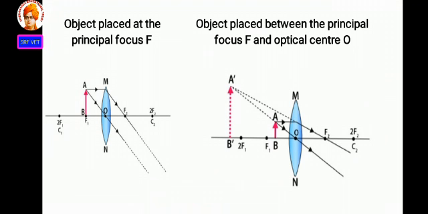Next, object placed between principal focus and optic center O. When an object is placed in between F and O, that means principal focus and optical center, a virtual image is formed. Dotted lines show the virtual image. Virtual image means the image cannot be captured on the screen. The size of the image is larger than the object. AB is the object, A dash B dash is the image.